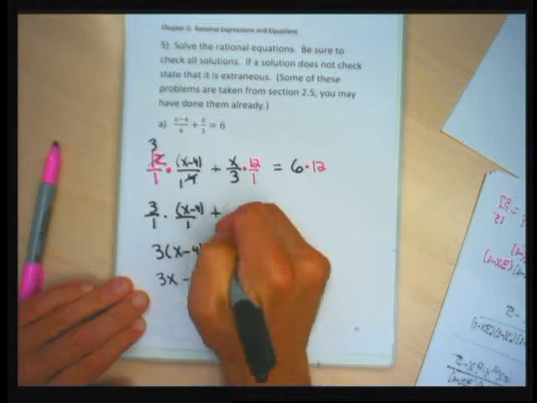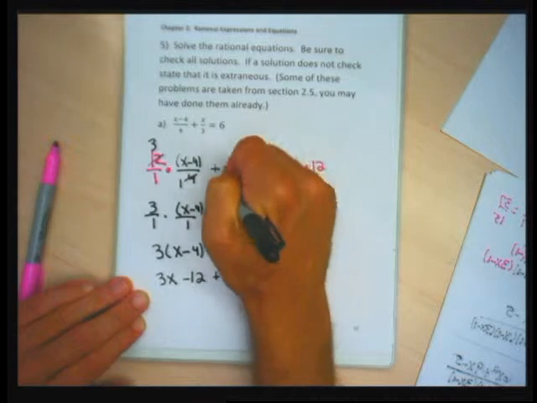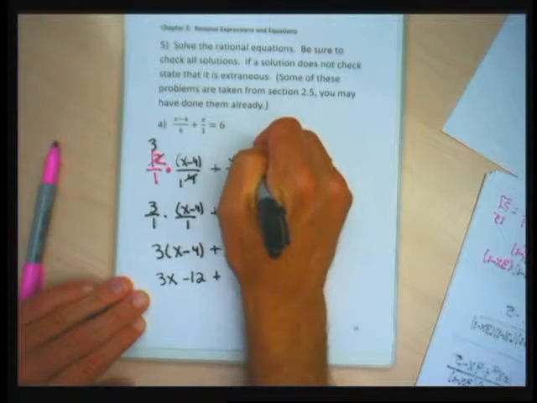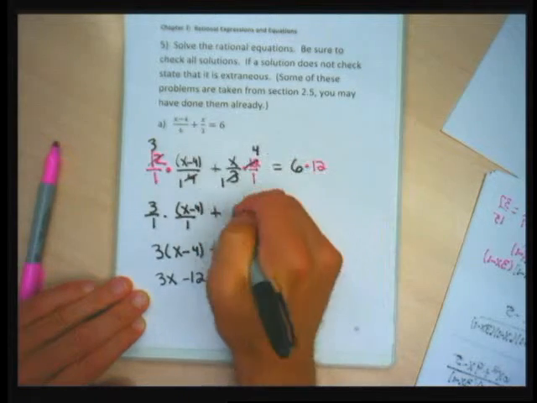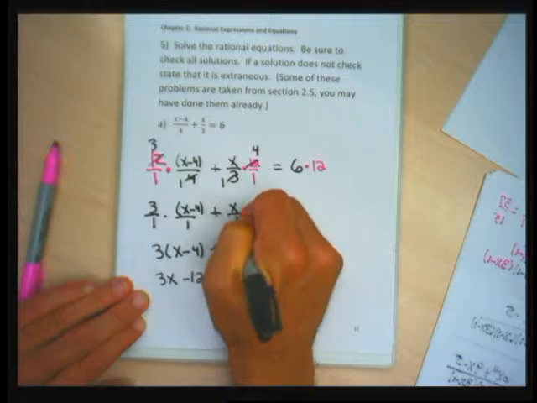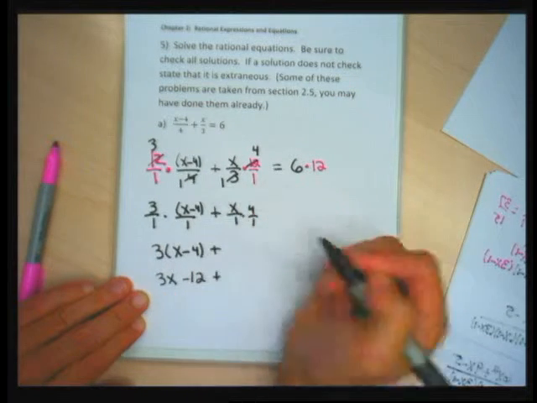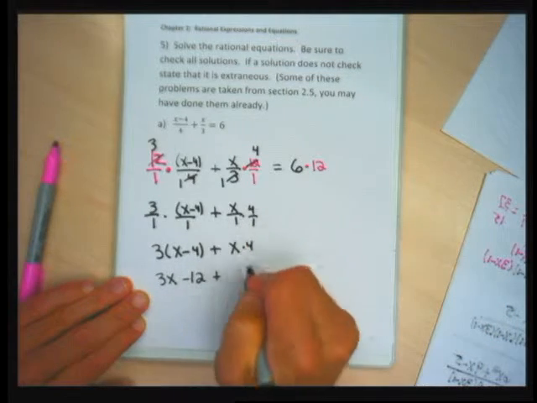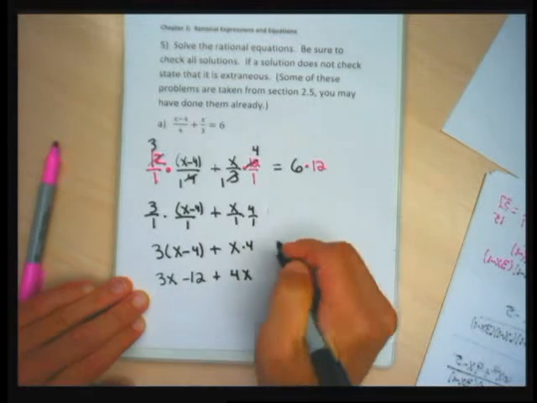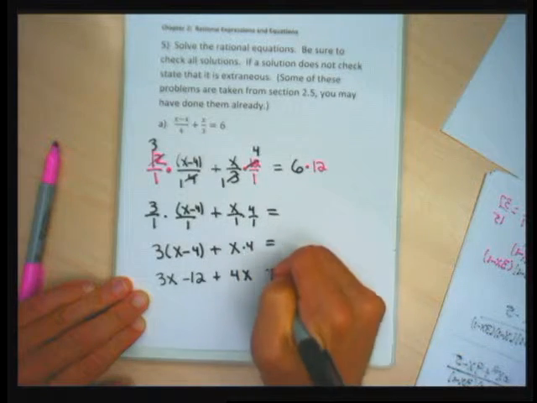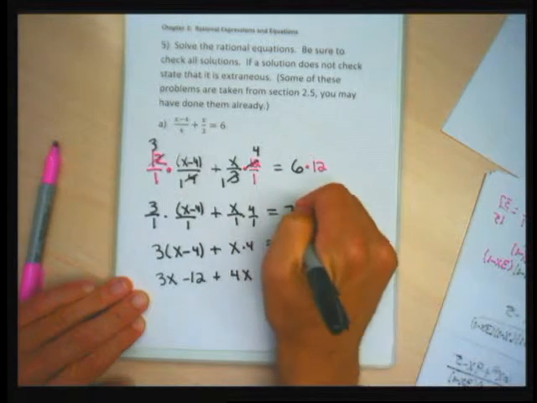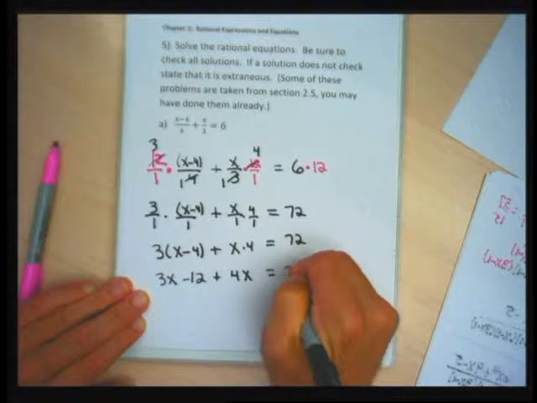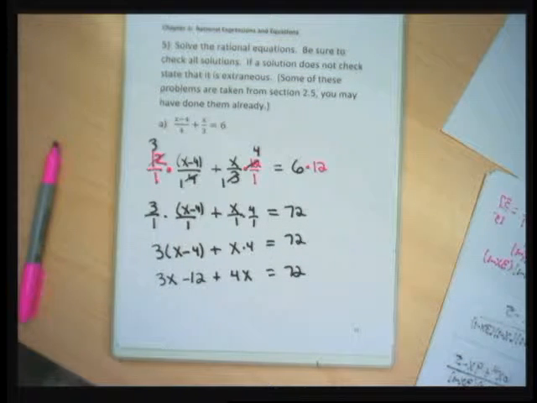Next piece, I bring my plus sign down, cancel the 3 with the 12. 12 turns into a 4, 3 turns into a 1. What I'm left with is x over 1 times 4 over 1. I don't need the over 1 parts. What I really have is just x times 4, and I'm going to write that as 4x. To the right of the equal sign, I didn't put the over 1 because I didn't need it. I'm just multiplying 6 times 12.